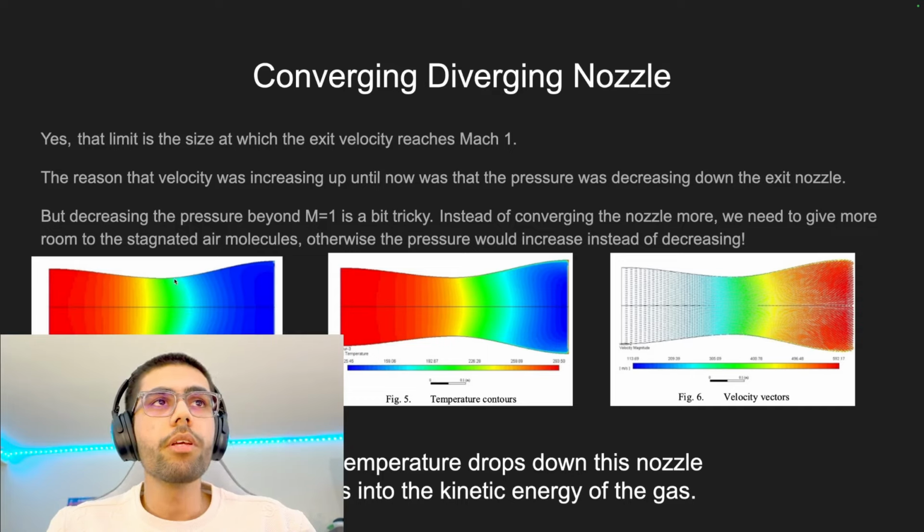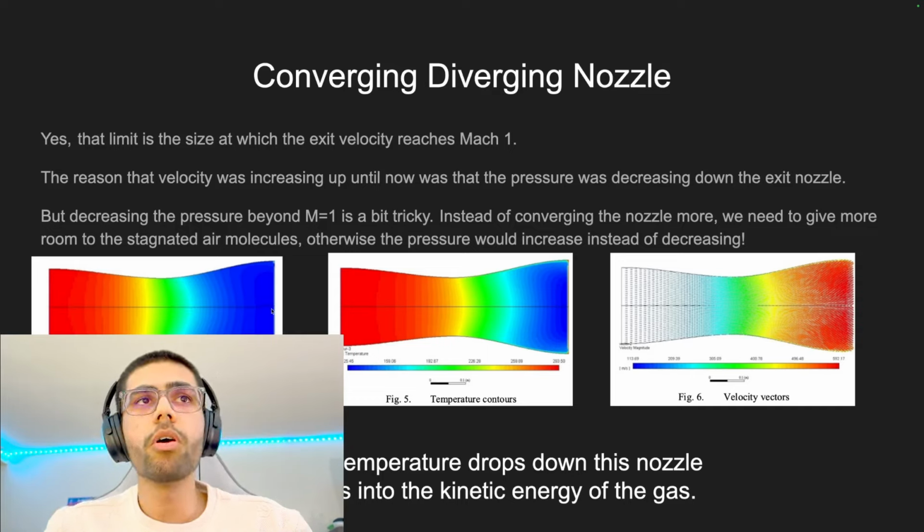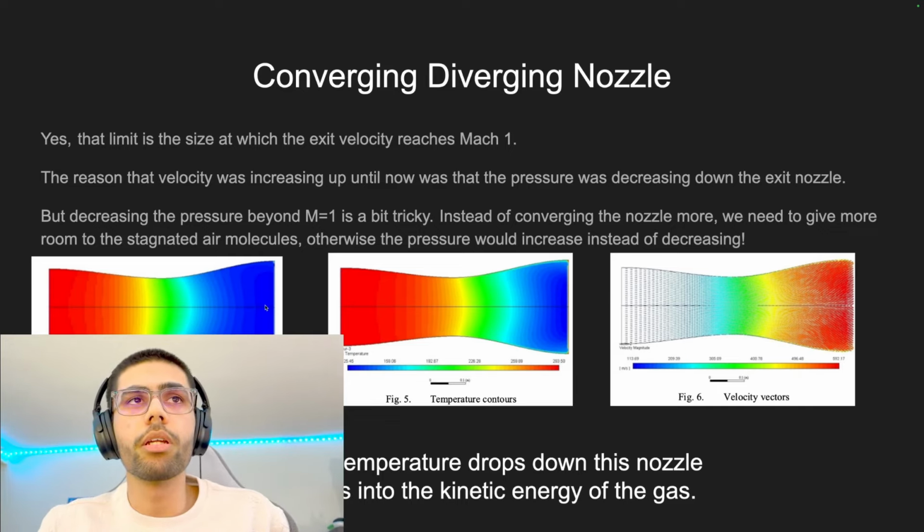So if you want to increase the velocity of your flow, you have to have the pressure decreasing, decreasing, and decreasing.